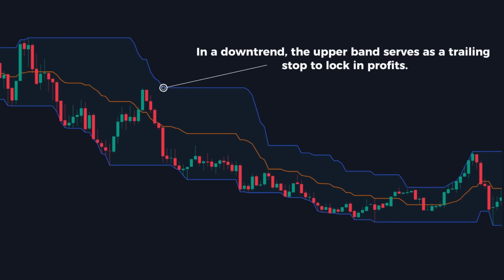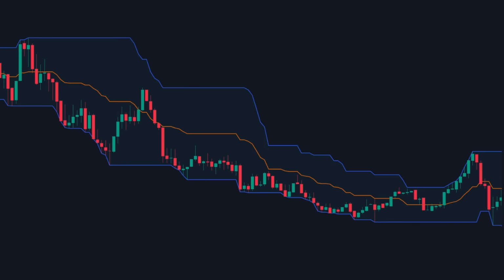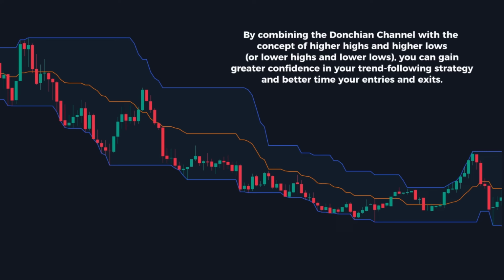By combining the Donchian channel with the concept of higher highs and higher lows, or lower highs and lower lows, you can gain greater confidence in your trend-following strategy and better time your entries and exits.